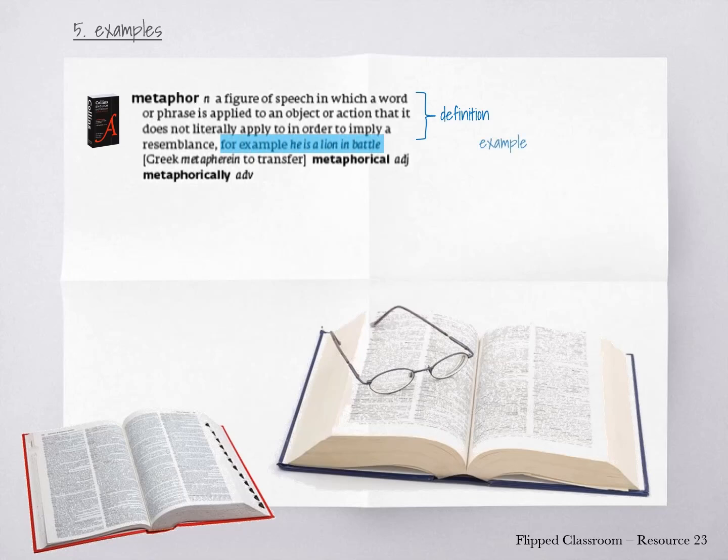The example is highlighted in blue, and here you can learn that when the example is, "Here's a lion in battle," the person is not per se a lion, but is acting like one. There is a resemblance. That is what a metaphor is. Note that the examples in the dictionary are written in italics.